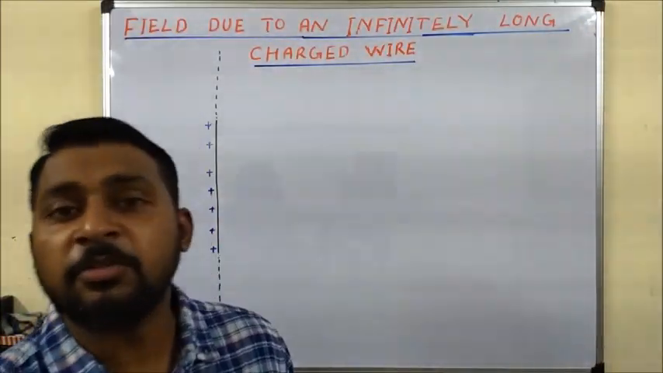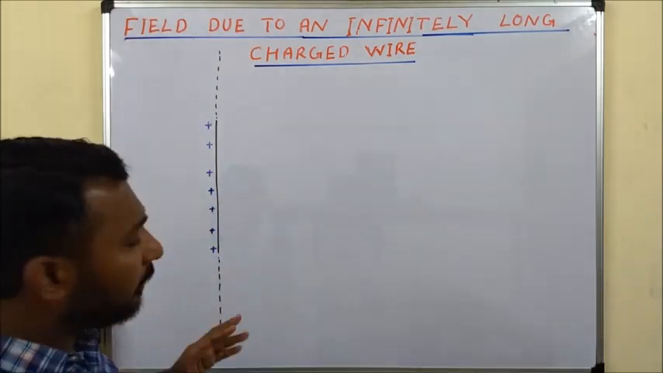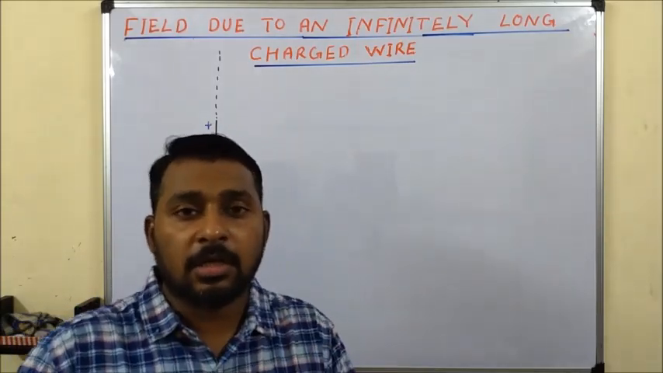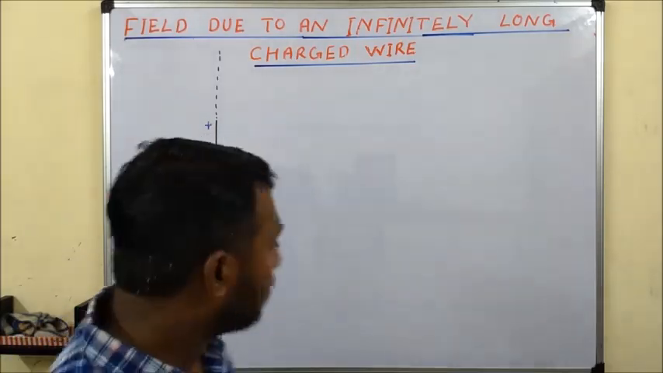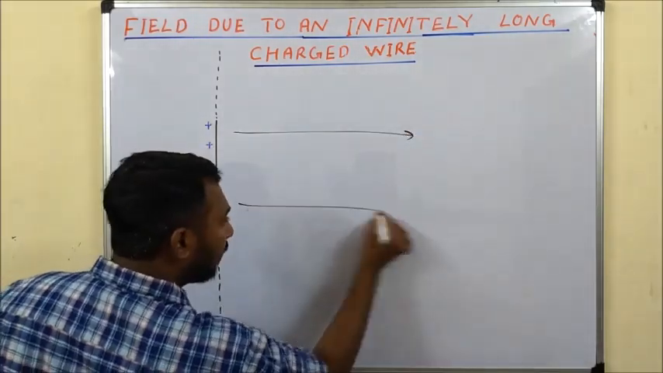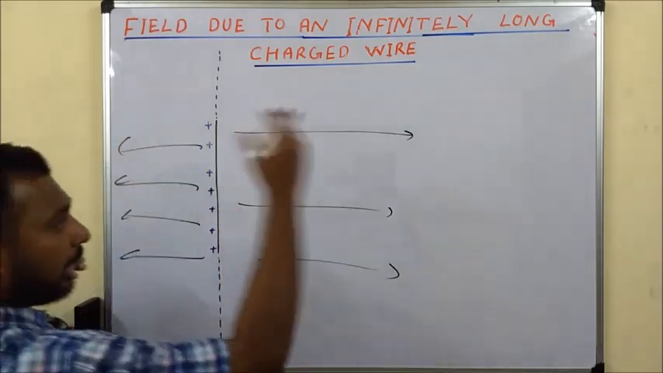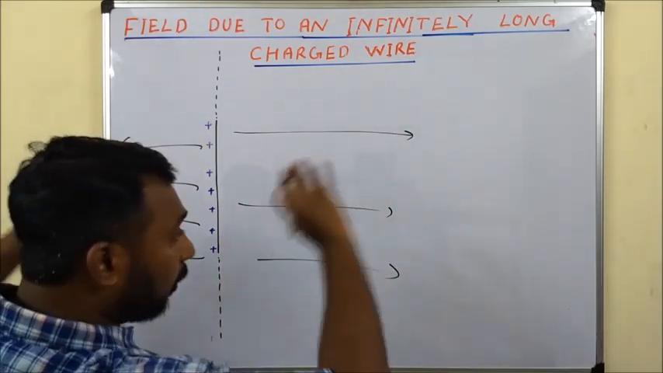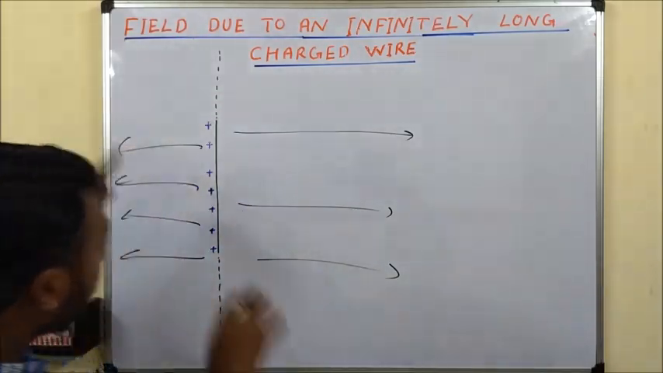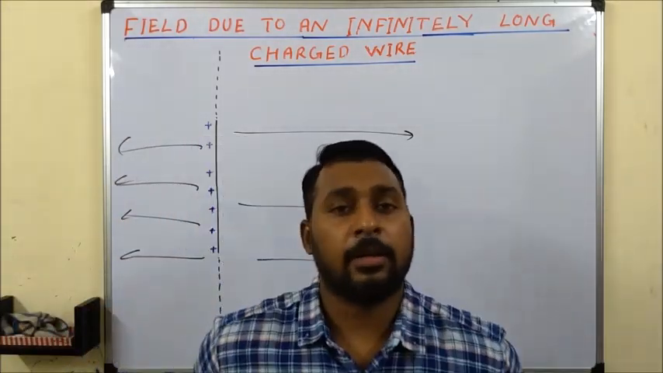There is an electric field around this charged wire. It's a positively charged wire. We know for a positive charge, the electric field lines start from the charge and are directed towards infinity. So it will be like this. It starts from the charge and goes to infinity like this. In all the directions there will be electric field, not only on the left and right sides. It's three-dimensional. There will be field in all the directions around the charged wire.